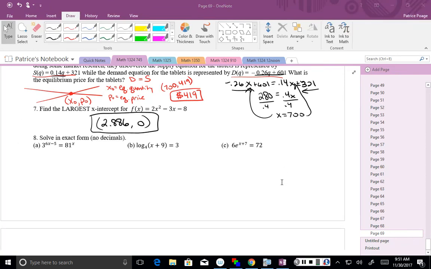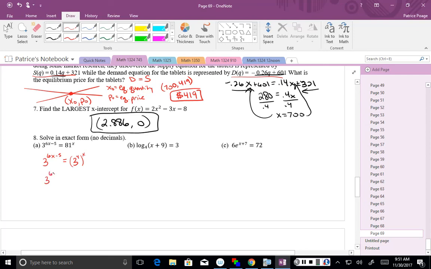Solve in exact form, no decimals. That means don't put these in your calculator. So this one has a base of 3, and this one has a base of 81. I'm going to turn them both into a base of 3. So 3 to the 6x minus 5. 81 is 3 to the 4th, and that's to the x.